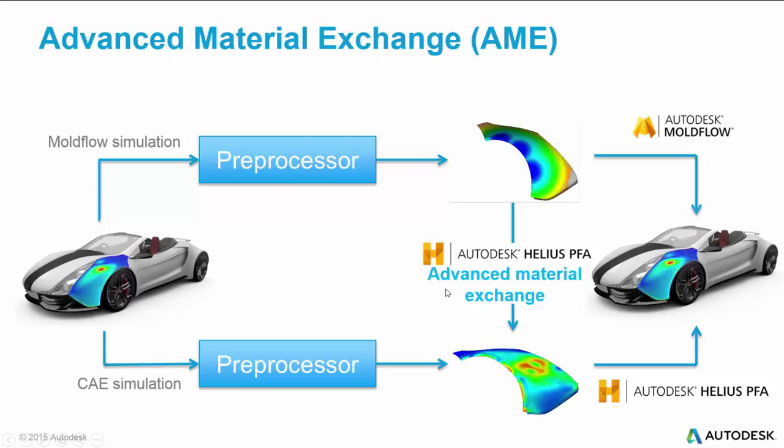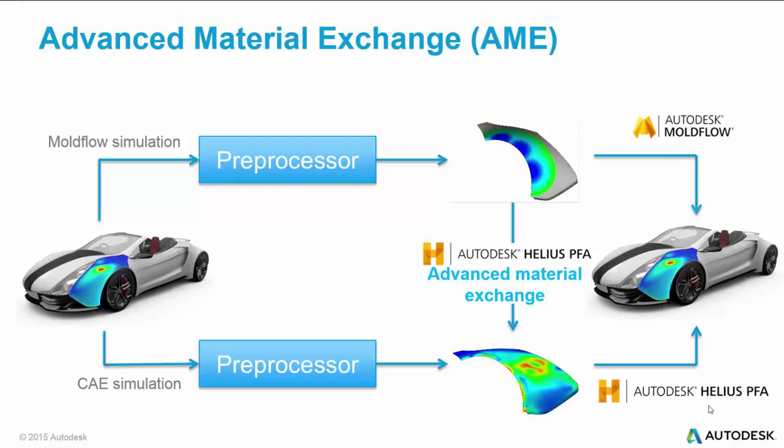And that provides us a lot of capabilities, because a lot of the times we assume an isotropic response down here, and we know a lot of these materials are orthotropic, so we want to include that data on the structural mesh to get more accurate results. So once the data is mapped using Advanced Material Exchange, Autodesk Helius PFA picks up that data and uses it in conjunction with the FEA solver.